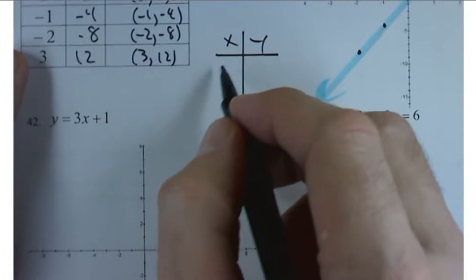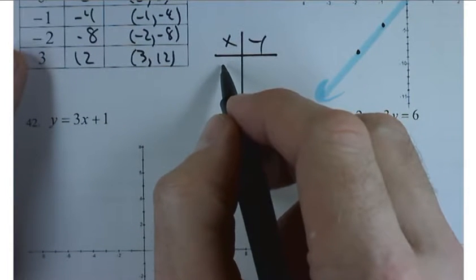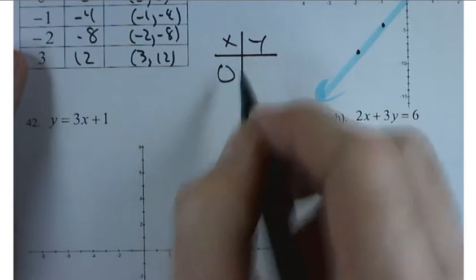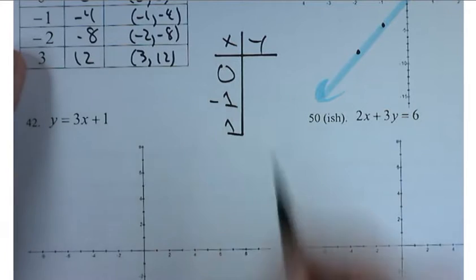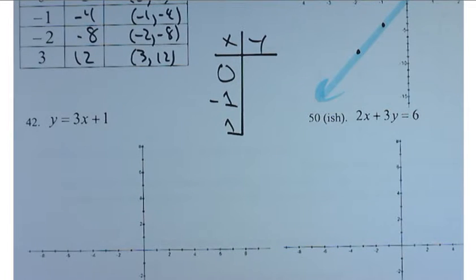So what would be some easy values for x to put in? What's the easiest one? 0. All right. We'll also throw in -1 and 1. You can throw in 2 or 6 or whatever. Keep in mind, though, your graph has to be big enough to accommodate those points.